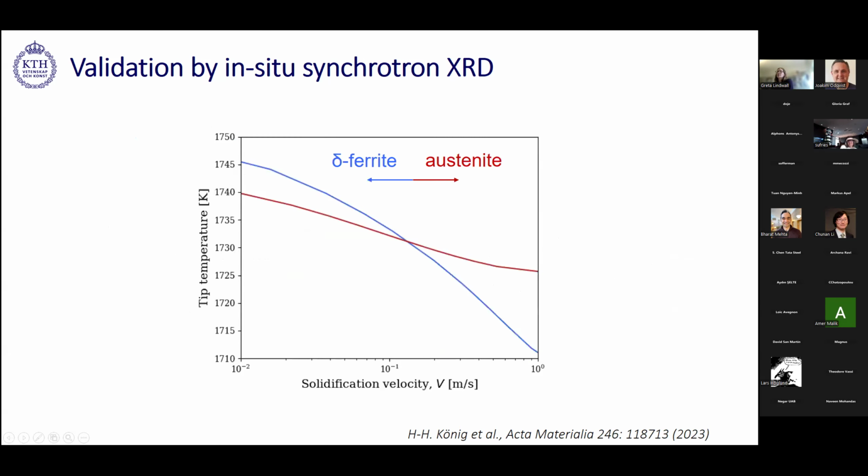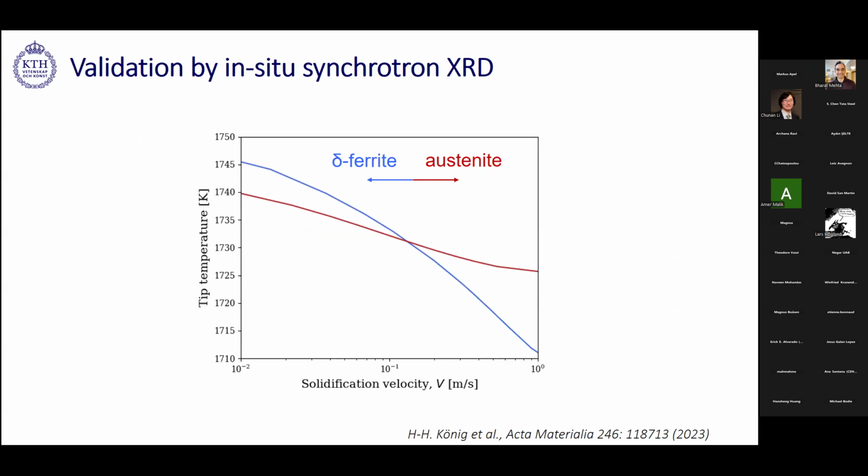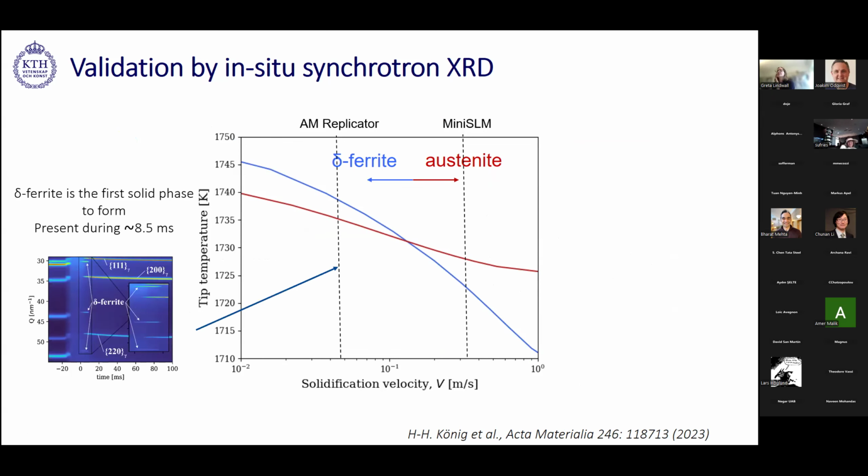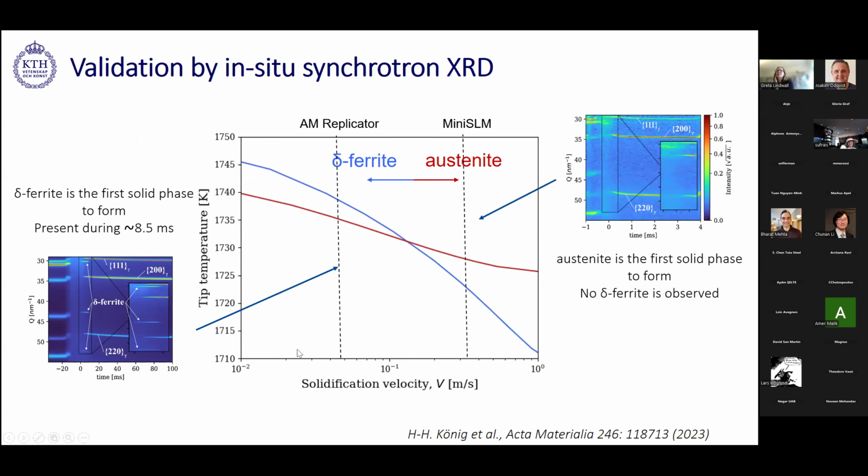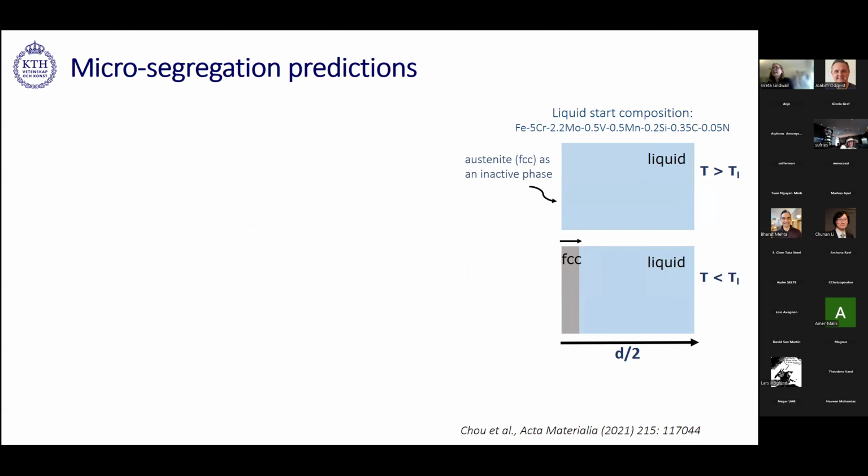So this we can compare to our tip temperature model, the KGT model. If we put in the values we got from the measurements with the AM replicator and the mini SLM, they are here. We are on different sides of this cross point, and we observe experimentally what we expected from the modeling. Based on this, we could set up our Dictra calculation, and we knew that with the high solidification velocities during laser powder bed fusion, we expect the delta ferrite to be suppressed and the austenite to be the first primary phase to form.